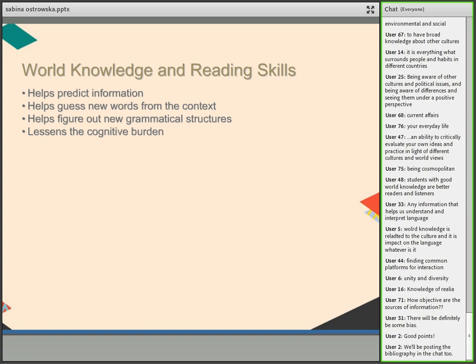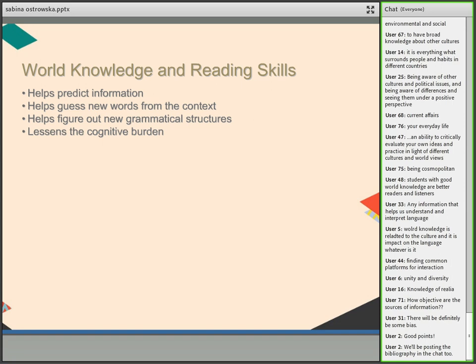So overall, if we have some background information about the topic, if we already know even a little bit about it, it can help us lessen the cognitive burden. So as a learner, I don't have to worry about all these new words, all this new grammar. I can maybe focus more on enjoying the new information. And I will show you now how it works.